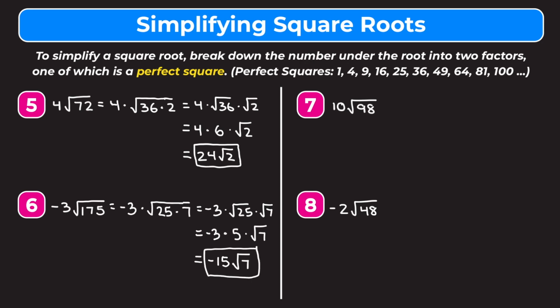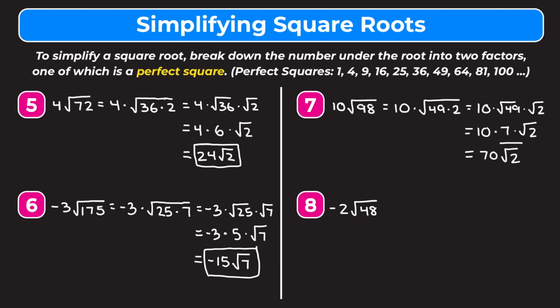Let's take a look at example 7, which is 10 times the square root of 98. So if we think about some factor pairs of 98, we should find that we can break it up into the square root of 49 times 2 because 49 is a perfect square. So we're going to write this as 10 times the square root of 49 times the square root of 2. And now the square root of 49 is 7. So we have 10 times 7, and we can't simplify the square root of 2, so we keep it as is. Finally, 10 times 7 is 70, so we get 70 times the square root of 2.